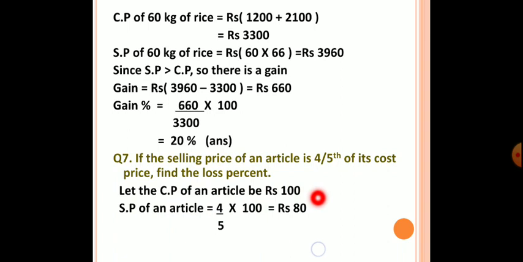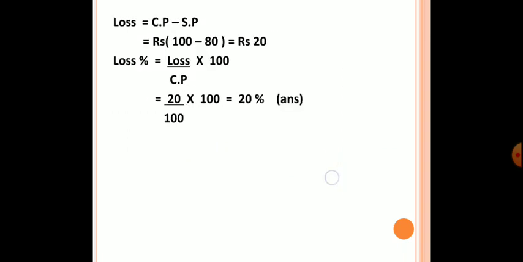So as we can see that the selling price is less than the cost price, which indicates that there is a loss. So loss equals to cost price minus selling price, that is rupees 100 minus 80 is equal to rupees 20. Therefore, loss percent is equals to loss by CP into 100, that is rupees 20 divided by 100 into 100 is equals to 20%.